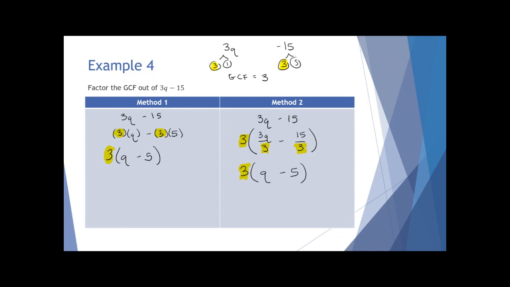For this particular problem, I would say maybe method 1 is better. But let's take a look at one where maybe it's not better. So in this example, I actually prefer method 2. And I'll do it both ways, and we'll see which one you prefer. So we have 16d cubed plus 24d squared plus 32d.